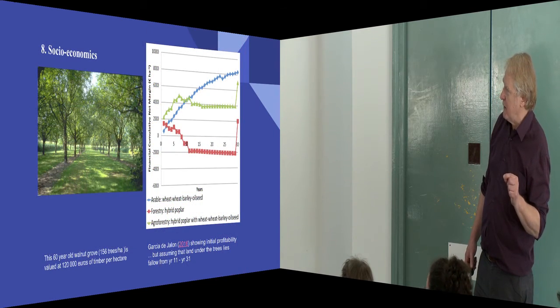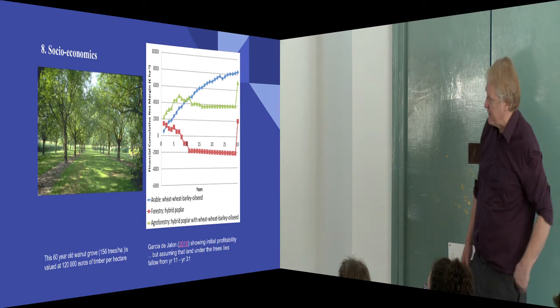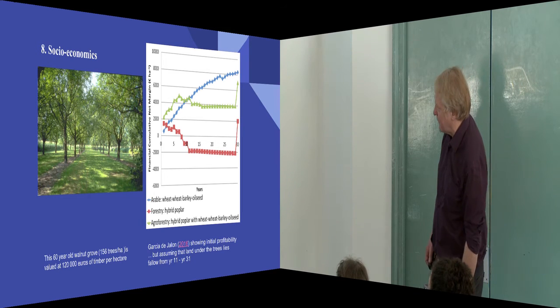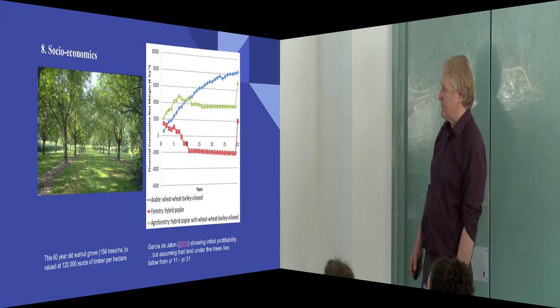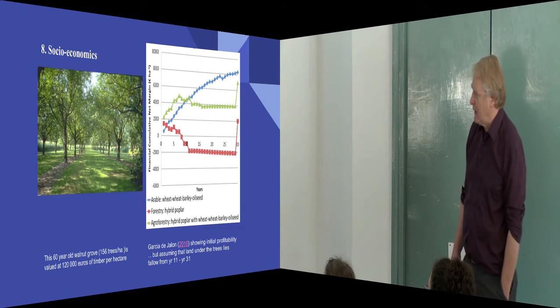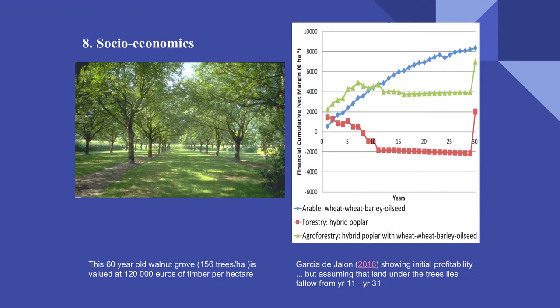Last slide here on the economics before I come on to policy, just to show that this walnut plantation is 60 years old. Again, it's in the middle of France, I think near Bordeaux. It's 156 trees per hectare, and that's valued at 120,000 euros per hectare. So the profitability is pretty high if you're growing the right species.